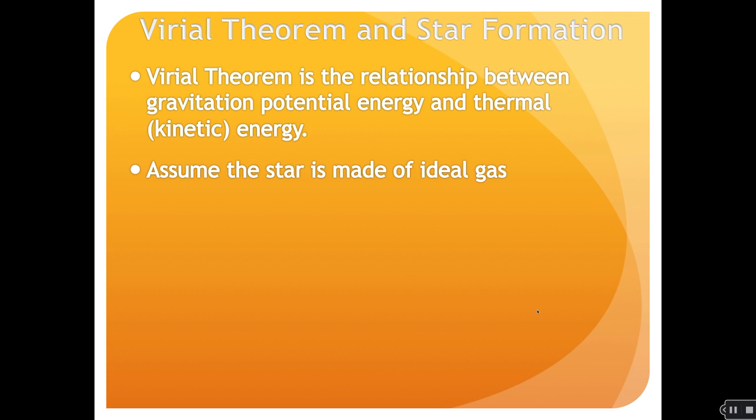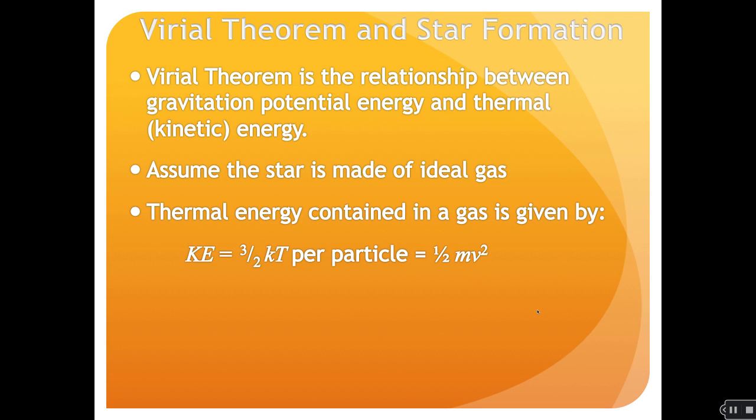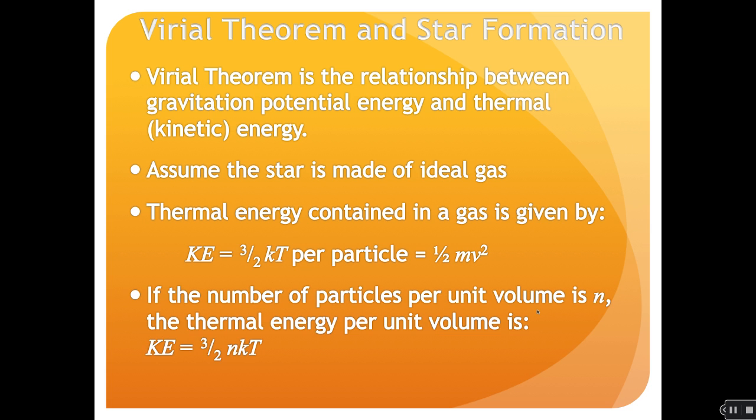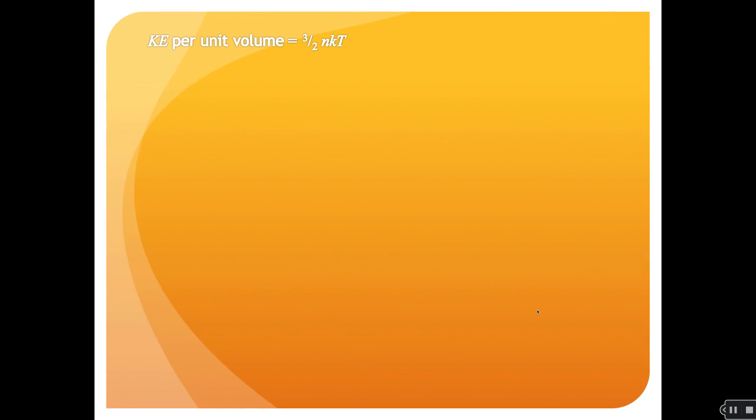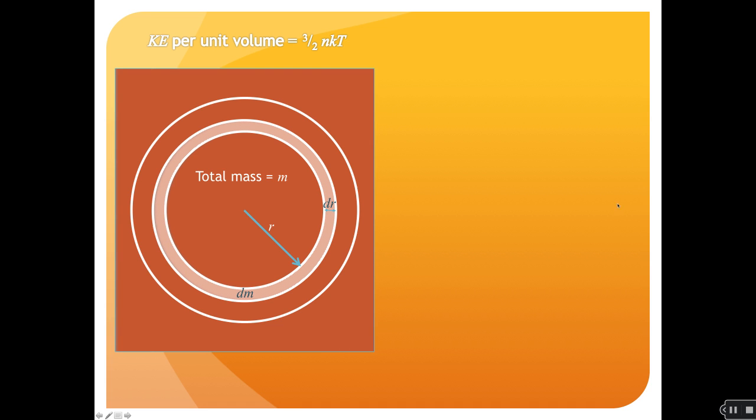So let's start by assuming the star is made of an ideal gas. The thermal energy contained in that gas is given by the kinetic energy, which is the average per particle, 3/2 kT, and that's the same as half mv squared. So if we have a number of particles n per unit volume, then the thermal energy per unit volume is 3/2 nkT. And this is going to look familiar. So here we have the kinetic energy per unit volume is 3/2 nkT.